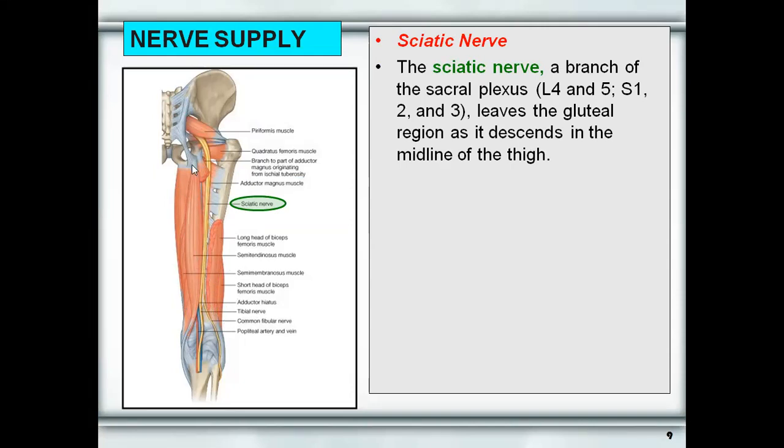Below piriformis you see the sciatic nerve. You can see this femoral artery which has actually entered into the adductor hiatus. That is the last osteoaponeurotic opening of the adductor magnus, which now continues as the popliteal artery. The sciatic nerve is now bifurcating into the tibial medially and the common peroneal nerve laterally.